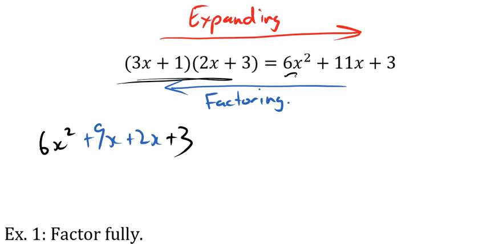So unfortunately, the simple trinomial only works when you have a 1 in front of the x squared. That's what makes it a simple trinomial. But this one has a 6, so it's a complex trinomial. So we need a different method. And it's quite a bit more complicated. And it is not intuitive.